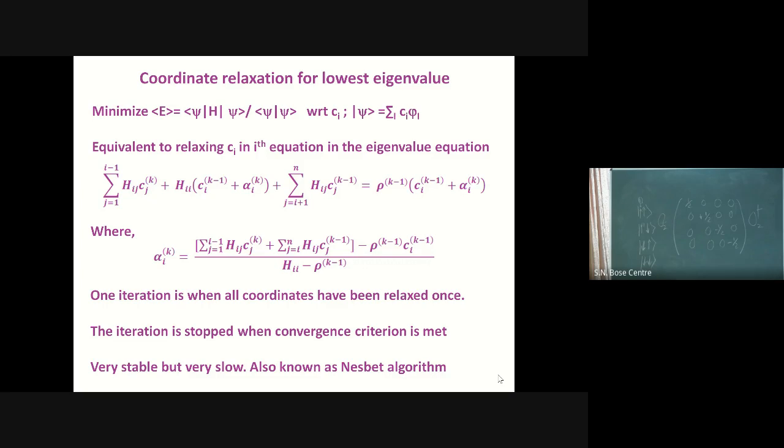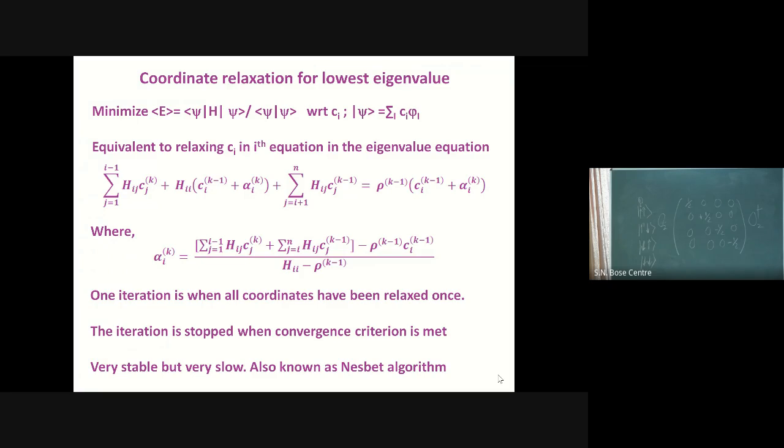So H C is equal to rho C. So I can write down here the ith equation. Okay, so the ith equation is what? I have separately written the ith element, the diagonal element. It's just the sum of Hij Ck, plus Hii Ci^(k-1), and then I'll tell you what this alpha_i^k is, and the one with the higher column numbers is equal to rho^(k-1) Ci^(k-1) plus alpha_i^k. So I'll tell you a little more about this.